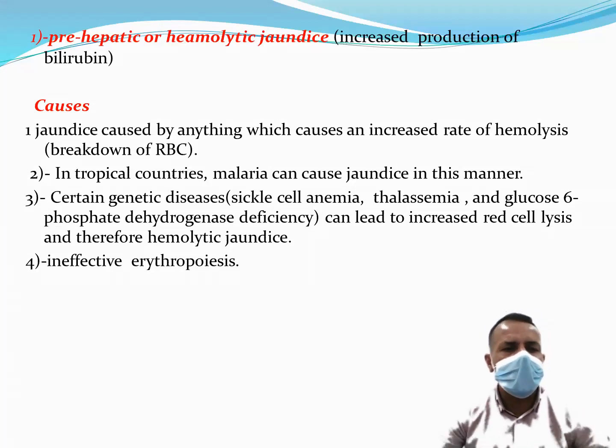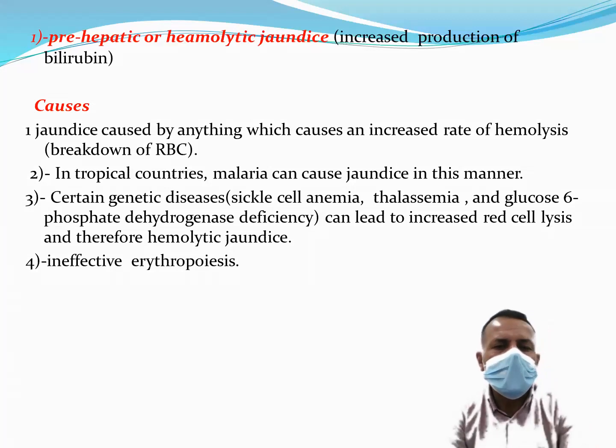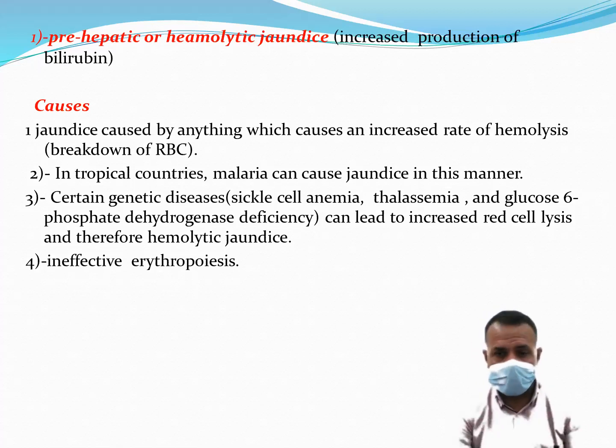The jaundice is caused by anything which causes an increased rate of hemolysis or breakdown of RBC. In tropical countries, malaria can cause jaundice in this manner. Certain genetic diseases, which are common in our society, sickle cell anemia, thalassemia, and G6PD deficiency, can lead to increased RBC lysis and therefore hemolytic jaundice. Ineffective erythropoiesis in the bone marrow also leads to early destruction of RBC inside the bone marrow and leads to jaundice.